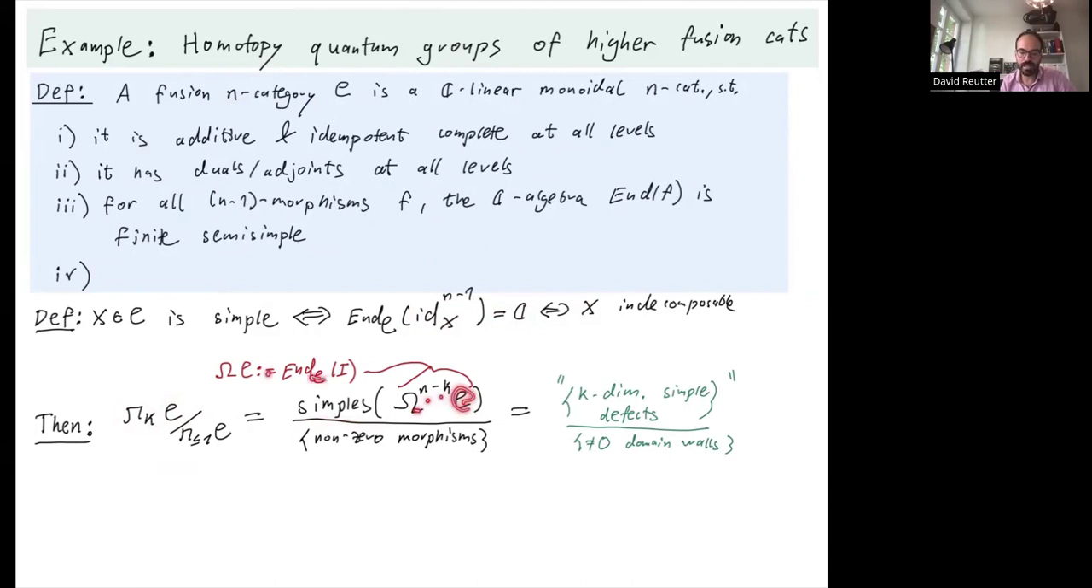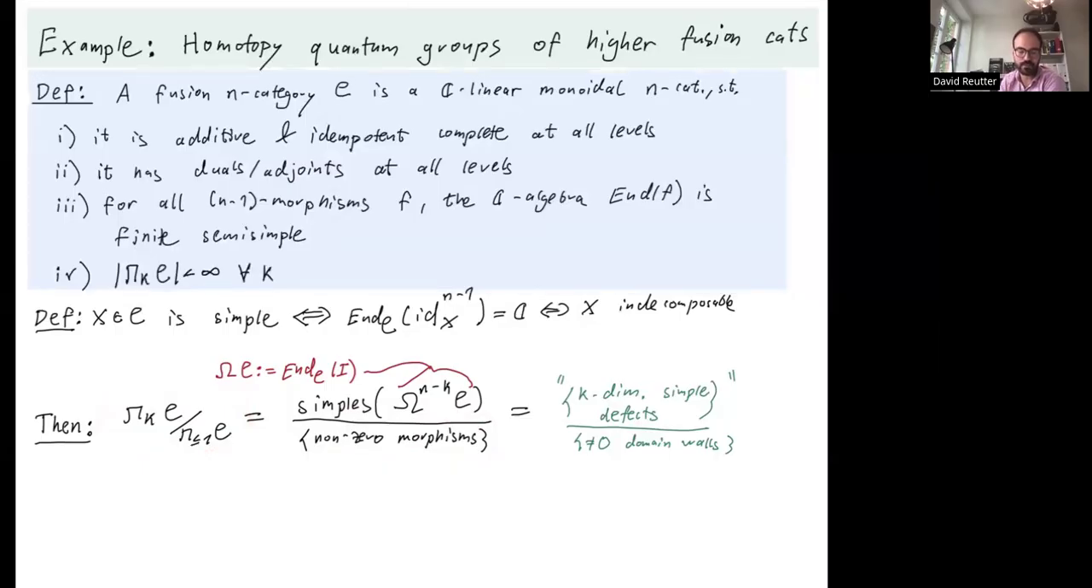Omega means you take the endomorphisms of the unit and you go down. So these are the simple n minus k morphisms that go from the unit to the unit, up to non-zero morphisms between them. That turns out to be an equivalence relation. You can take this quotient. So if you think of it physically, it's the k-dimensional simple defects that live in a boundary theory up to domain walls. So these groups classify defects up to domain walls, not up to equivalence, but up to domain walls, really.